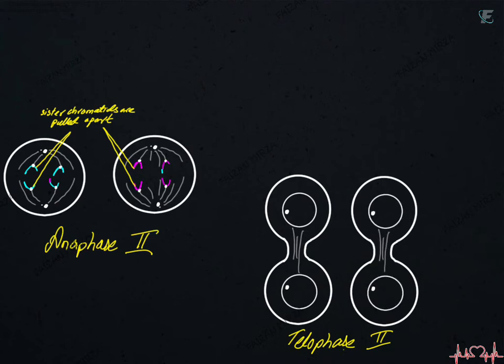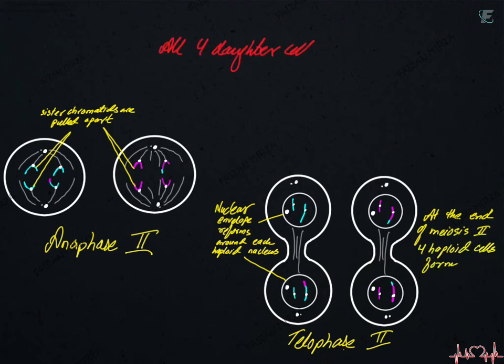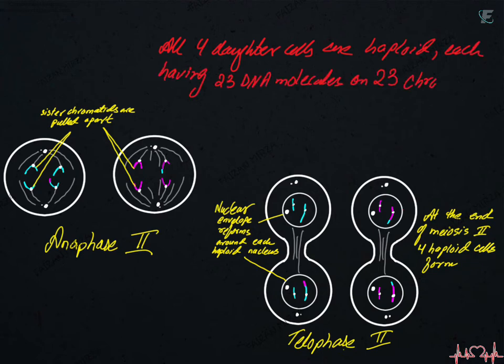Telophase 2. So in telophase 2, you can see 4 haploid cells forming, each having the chromatids separated from the other. Nuclear envelope reforms around each haploid nucleus. The nucleus is still haploid. At the end of meiosis II, 4 haploid cells form. All the 4 daughter cells are haploid, each having 23 DNA molecules on 23 chromatids, appearing as 23 chromosomes. So the DNA content reduces in such a way that the cells end up receiving 23 DNA molecules, something that we discussed initially. This is how a gamete is formed.